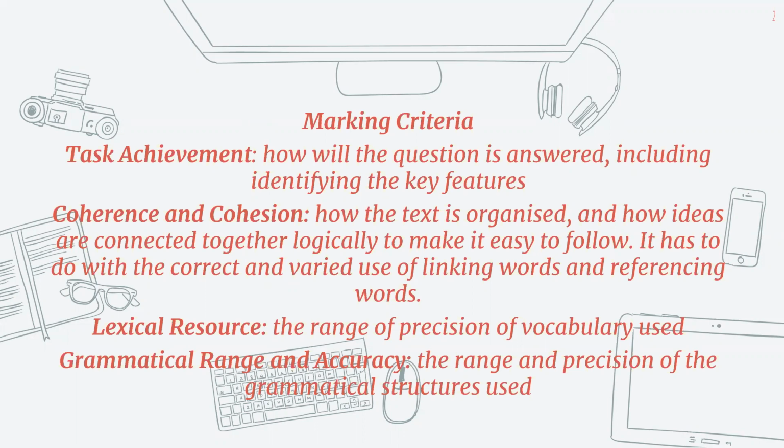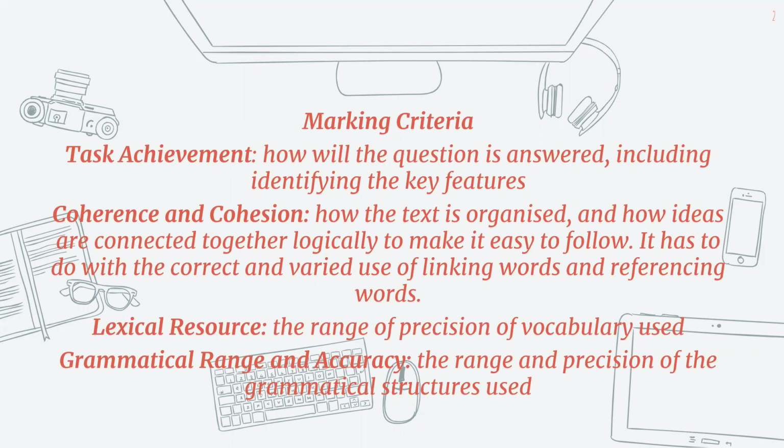You will be assessed in 4 areas: task achievement, coherence and cohesion, lexical resource, and grammatical range and accuracy. Task achievement is about how well you answer the question, including identifying the key features. This is very important. You need to talk about the most important features in maybe the table, in the bar chart, in the pie chart, and so on.